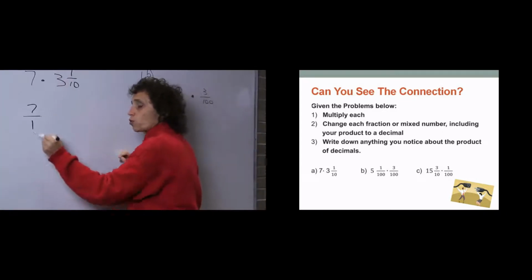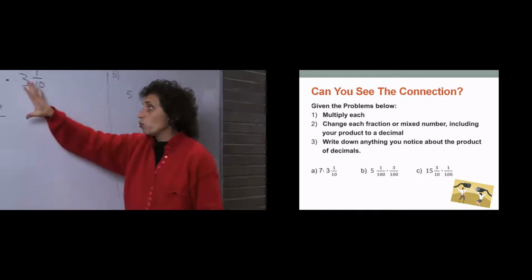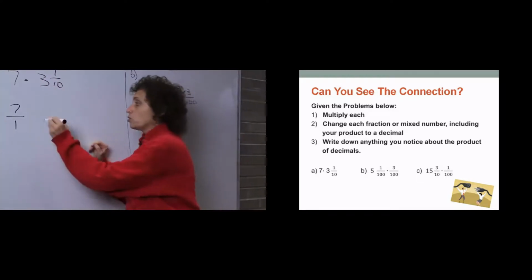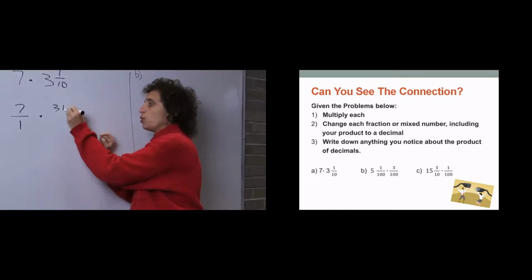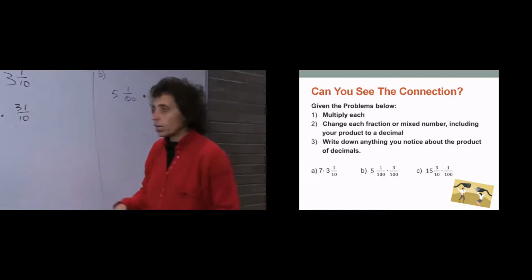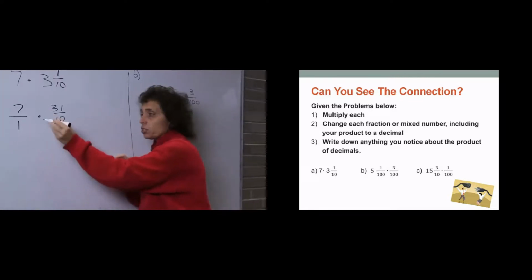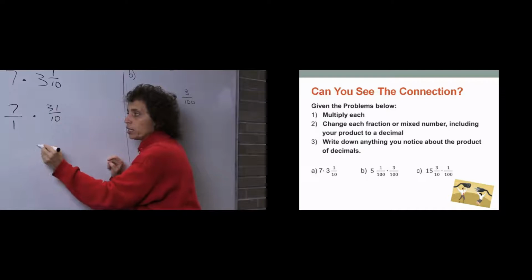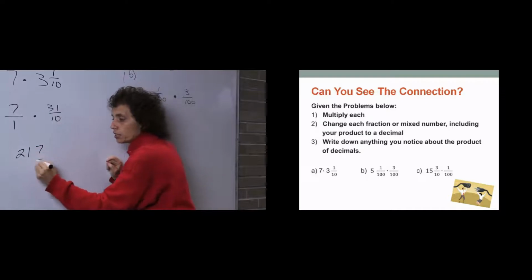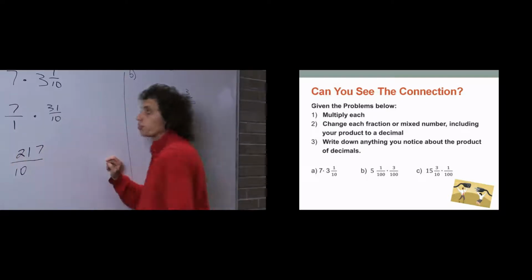7 over 1. Remember, if we're doing these as fractions, we're going to make everything look like a fraction. So this is 10 times 3 is 30, plus 1 is 31 tenths. Okay? Now we're going to multiply across. 7 times 31, because we can't reduce. 7 times 31 is 217. 1 times 10 is 10. So that's what we have.